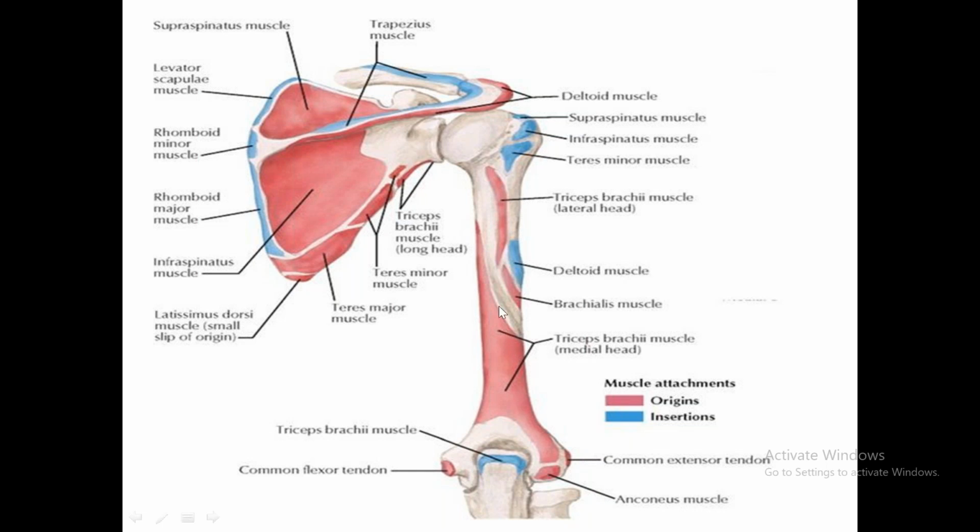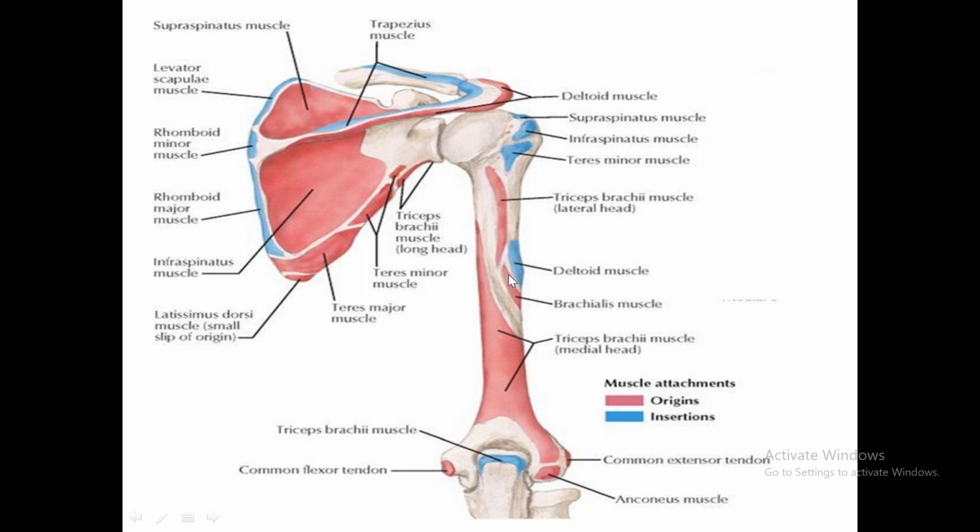The medial head arises from the lower part of the posterior surface of the humerus, and triceps brachii is inserted on the posterior part of the olecranon process of the ulna, the superior surface of the olecranon process. It is a muscle of the posterior compartment or extensor compartment, so it is supplied by the radial nerve.